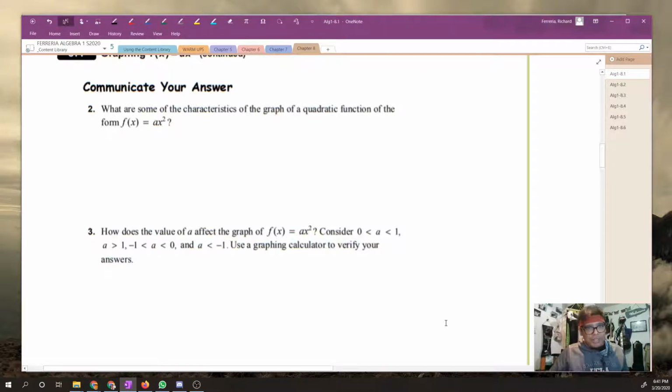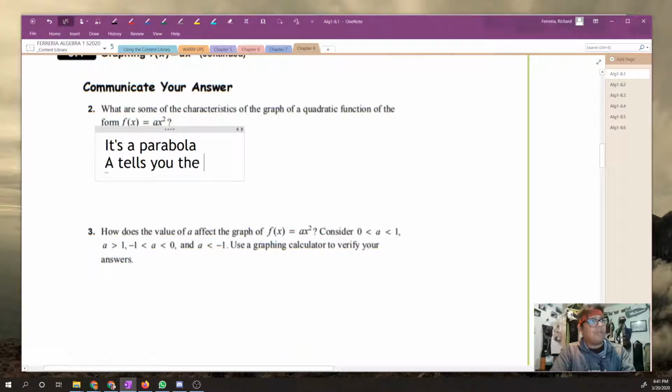Well, that leads us to question 2 now. What are some characteristics of the graph for the quadratic function f of x equals ax squared? Well, first of all, it's going to look like a parabola. That's what we call that shape. Second of all, a tells you the lattice point.